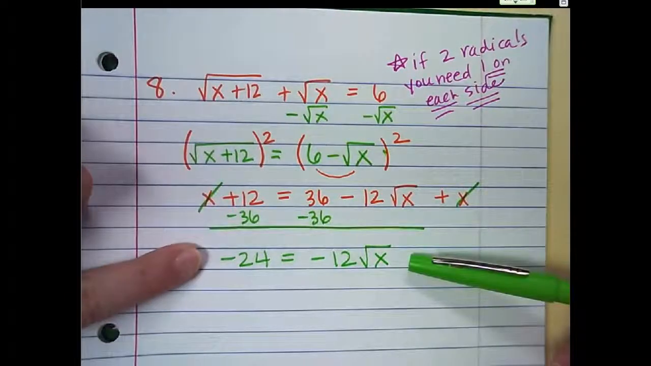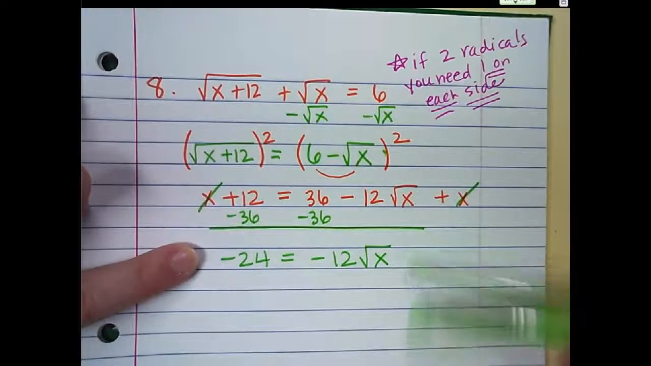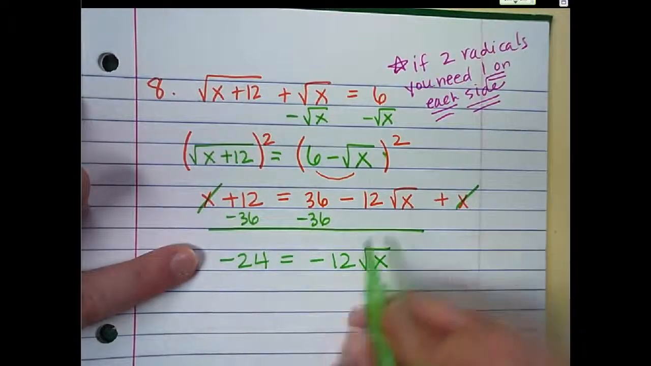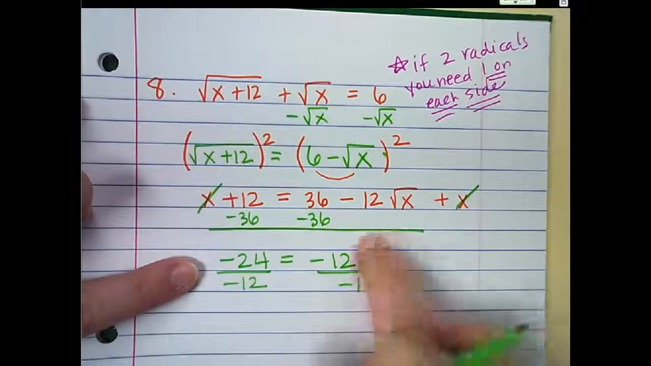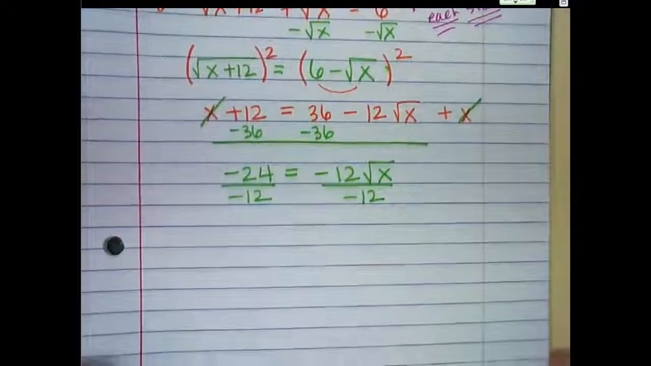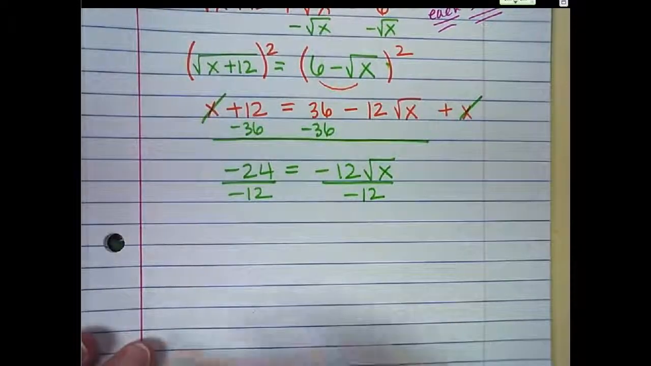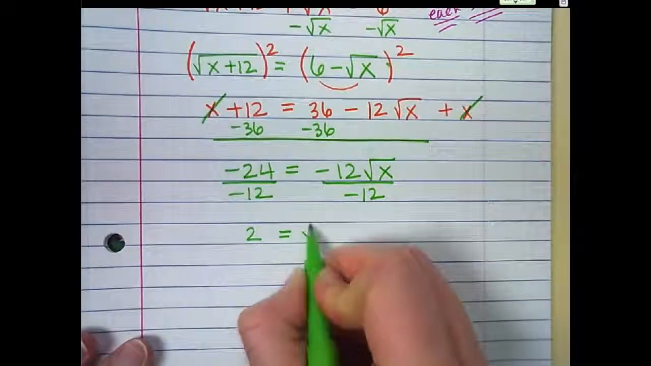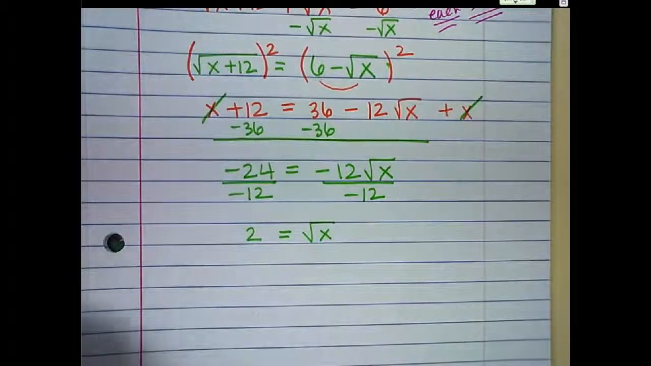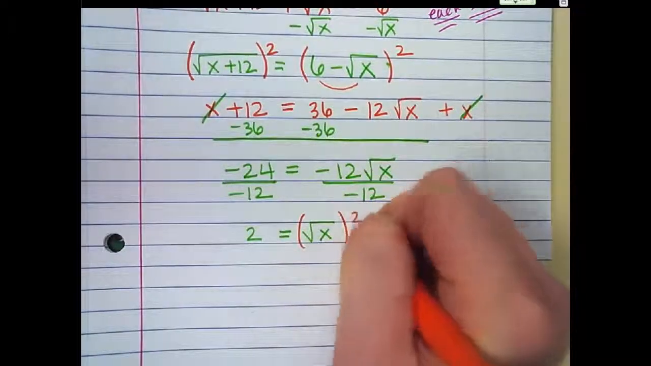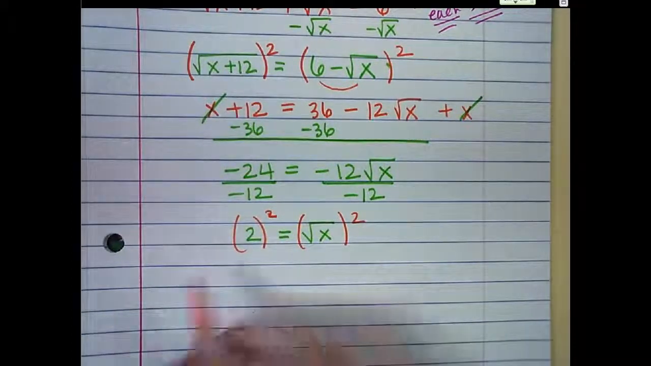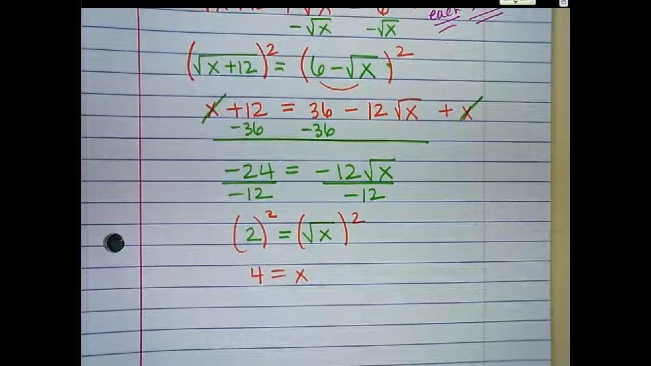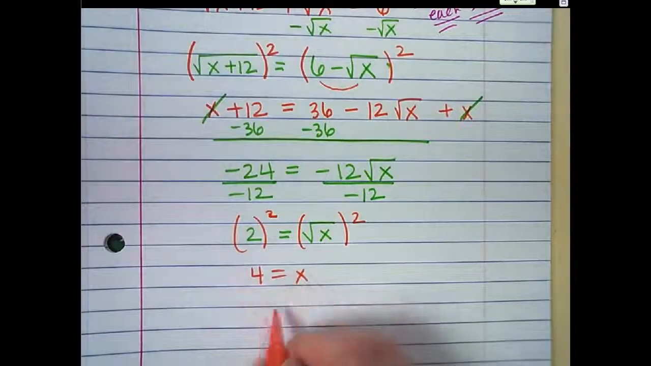What would you do now here? You could square it, but I don't know the square of 24, so I'm going to make it a little easier on myself and divide by this -12. I'm isolating this radical. You can square it, but you're just going to have to make sure you square 24 also. Now I have smaller numbers. 2 equals square root of x. Now square. 4 equals x. I don't like that. I like x equals 4.